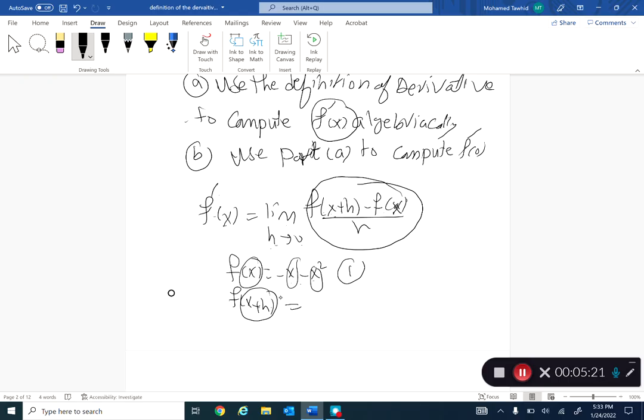Whenever you have x, just take x out and put x plus h. So what do you have? You have negative x plus h. I put it in a circle here. That is x plus h, and then minus x plus h.